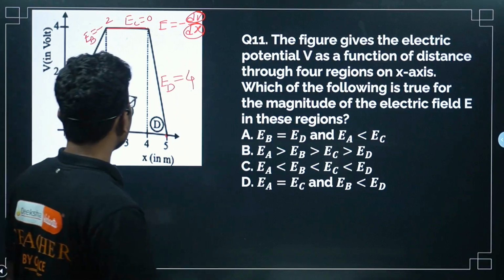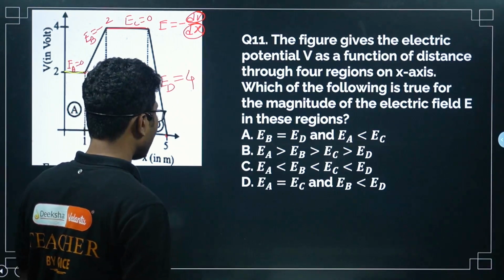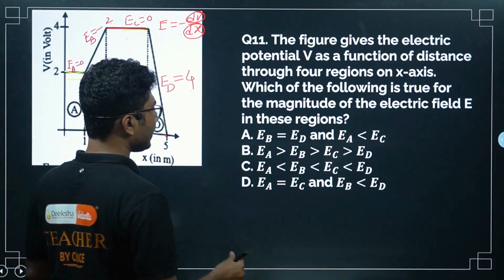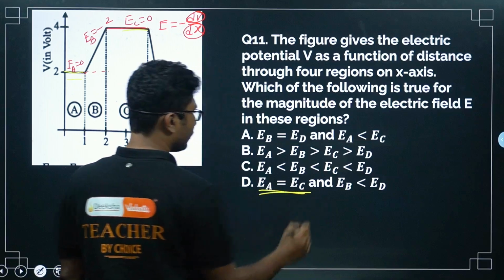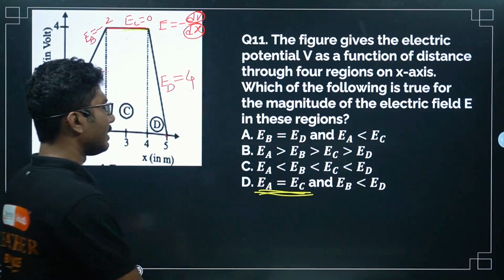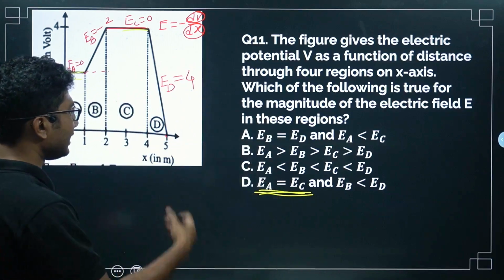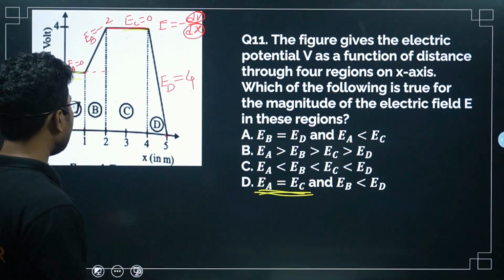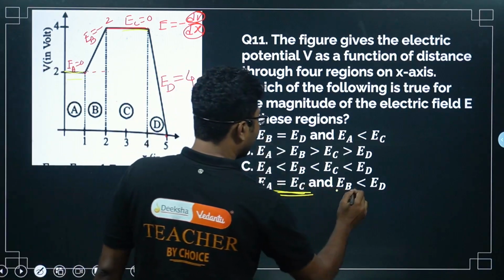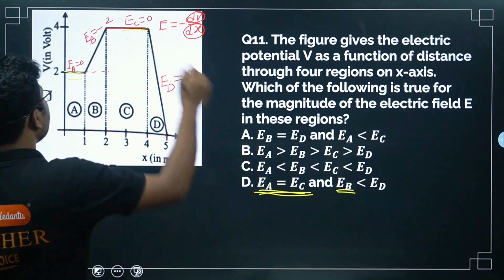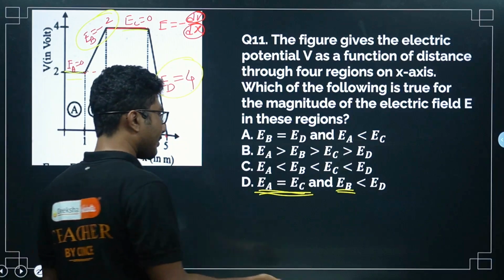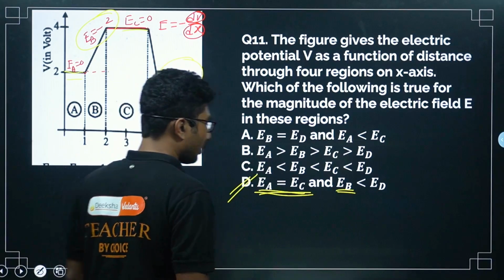Okay. Now which of the options is correct? Let's look into the given options. EA and EC are 0. Even though they have not mentioned that, they have said EA equals EC. Only one option has EA equal to EC. All other options do not mention anything about equality of EA and EC. So EA equals EC equals 0 is correct, and EB is less than ED. EB is minus 2, ED is 4. So obviously EB is less than ED. So the correct option is option D.